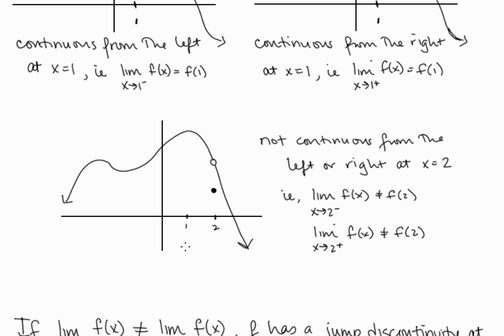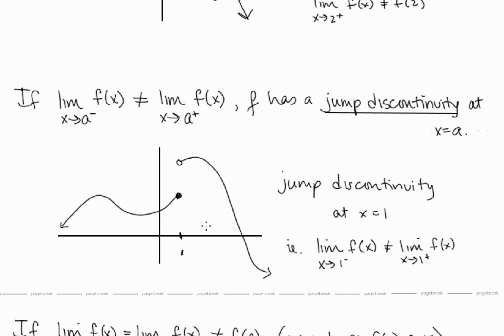This graph here is of a function that's not continuous from the left or the right, because here we have the two-sided limit existing, but neither one of those left or right limits is equal to the function evaluation at that point. Let's take a look at some more definitions.